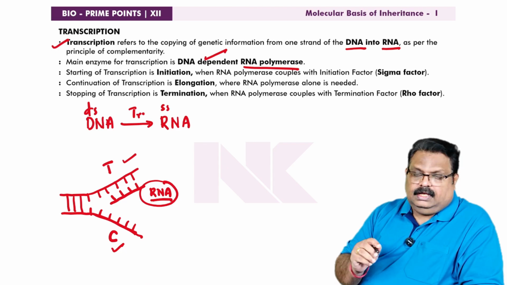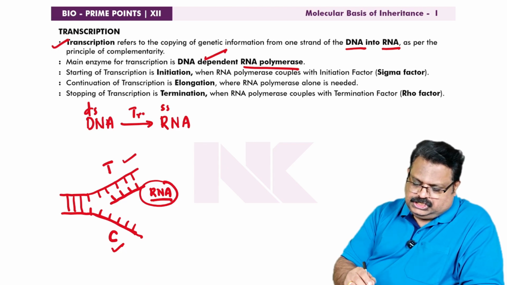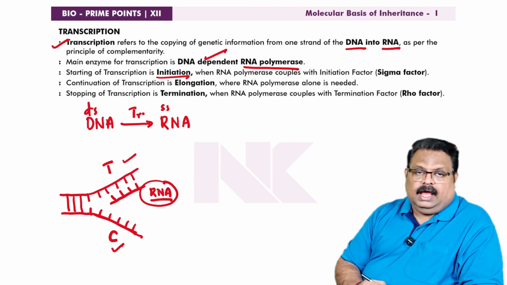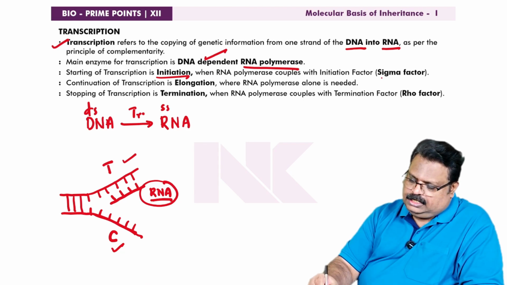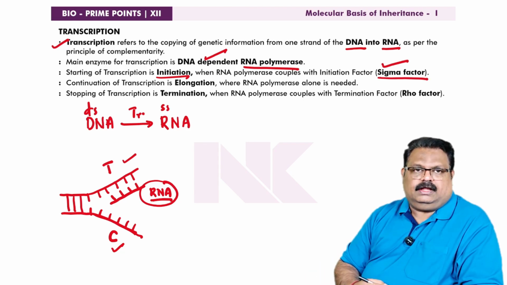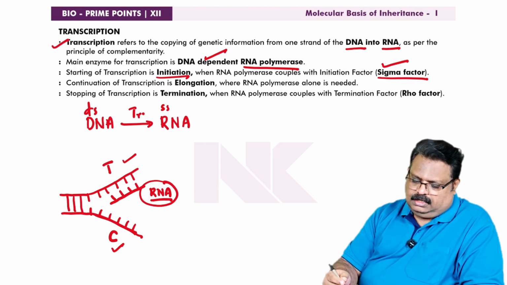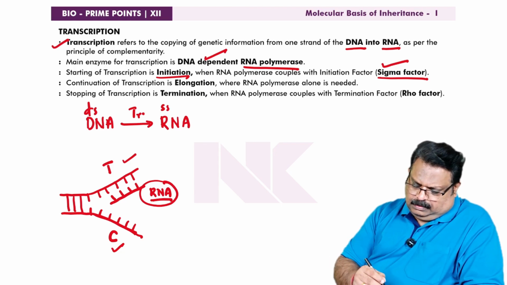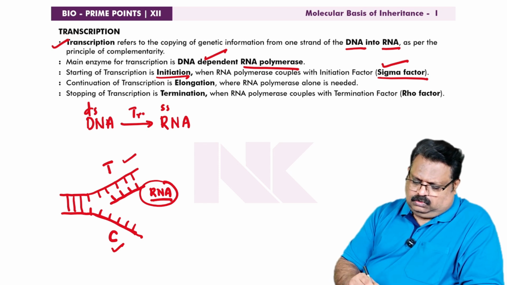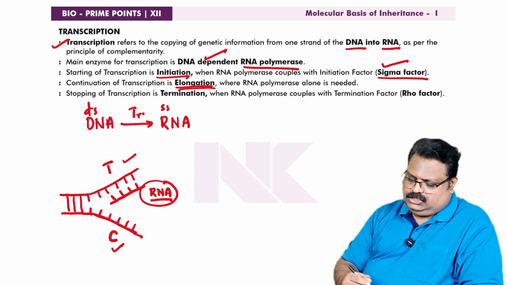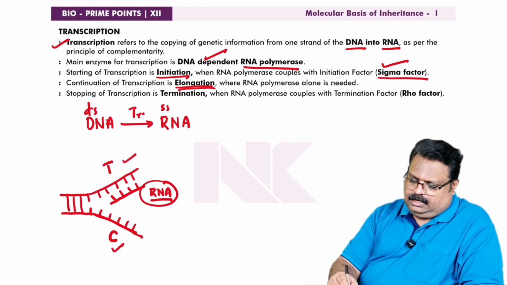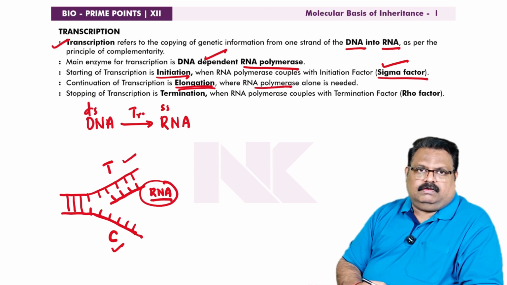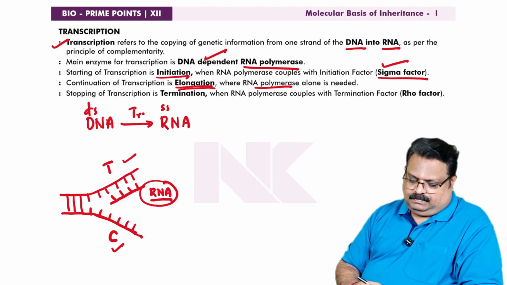Here the transcription process is initiated at a point. The process is called initiation, and for the initiation a factor is needed. That factor is called sigma factor. So sigma factor is needed for initiation. Then the process will continue through the template, and this is called elongation. For elongation, no additional factors are needed; only RNA polymerase works for elongation.